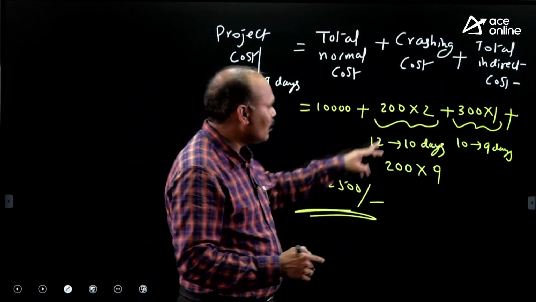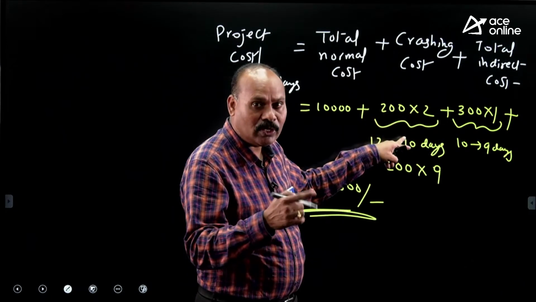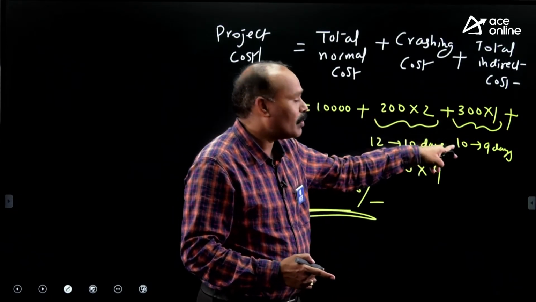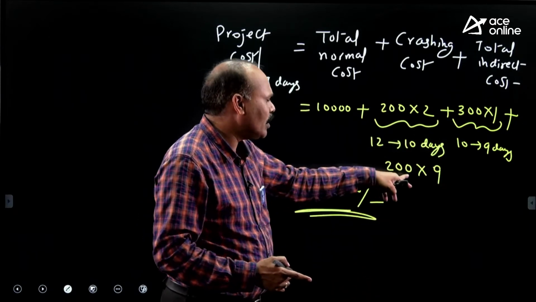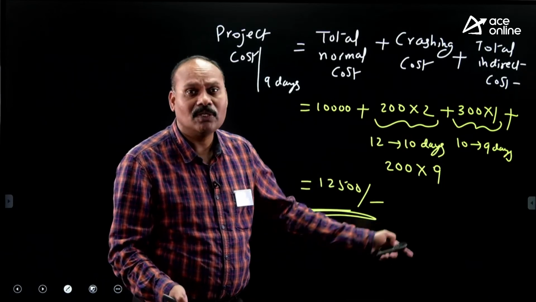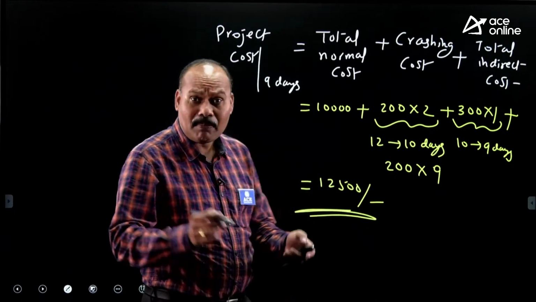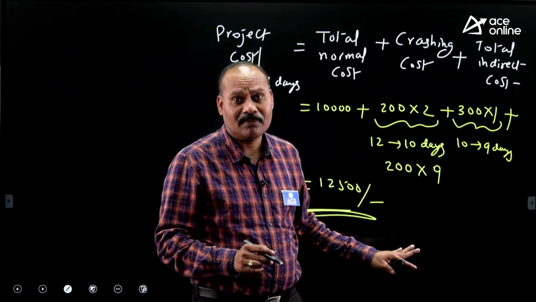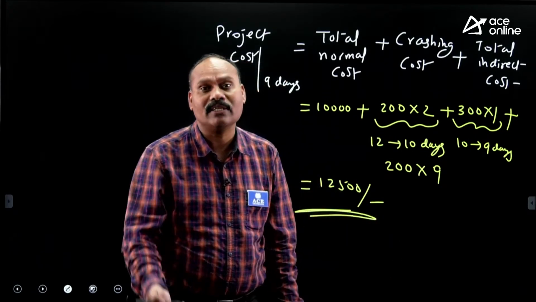So total cost is equal to 200 into 2. This is for 12 to 10. 300 into 1 from 10 to 9. And 200 into 9 means indirect cost. Actually why 200 here? Indirect cost is equal to 100 into 9 days. So 12,500. I am not concluding it is a minimum project cost. It is only project cost for 9 days.